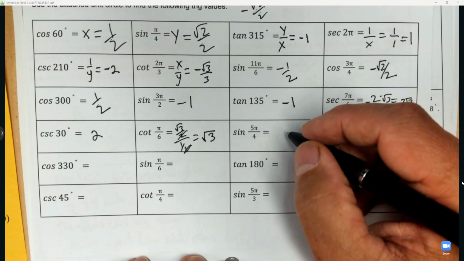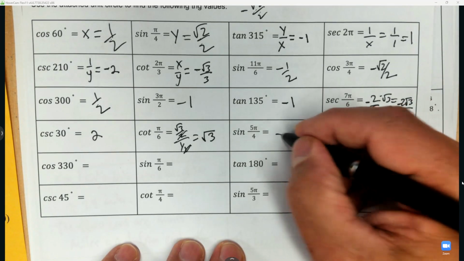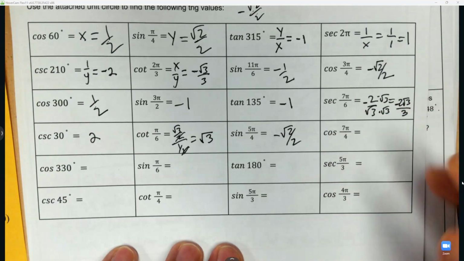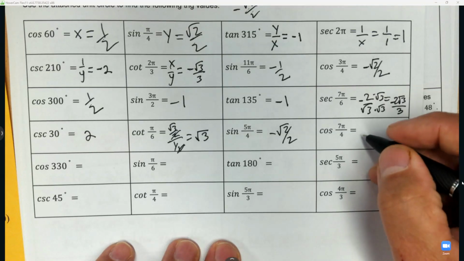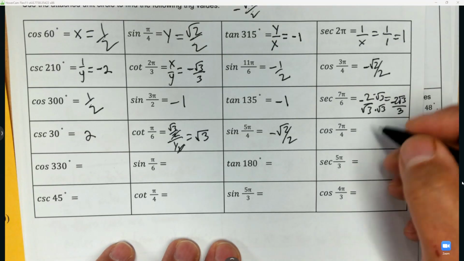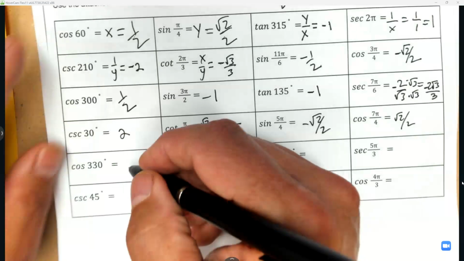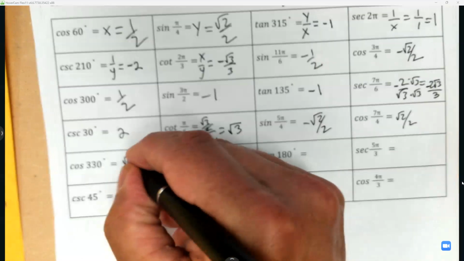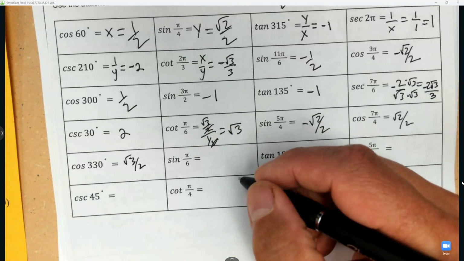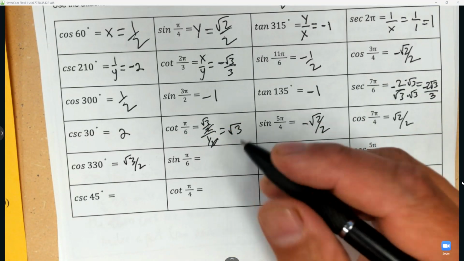Sine at 5 pi over 4, that's the easy one again. The y coordinate there, that's negative root 2 over 2. Cosine, again, another easy one. X value at 7 pi over 4, that's root 2 over 2. Cosine 330, the x value, we keep practicing until we know those rules. Sine at pi over 6, that's the y coordinate.